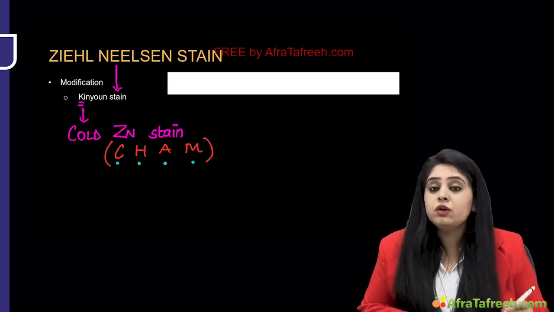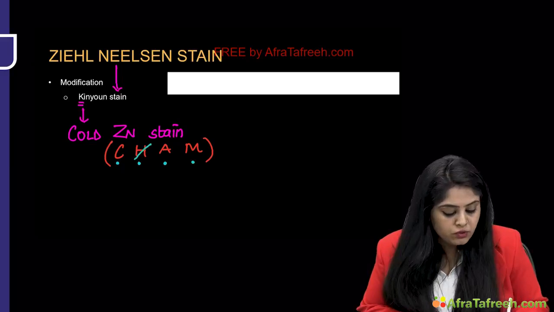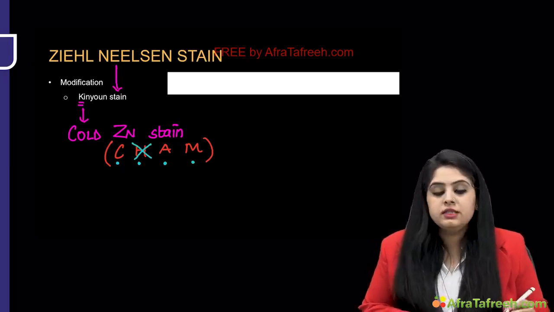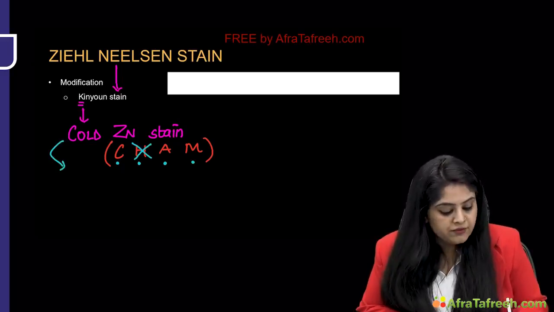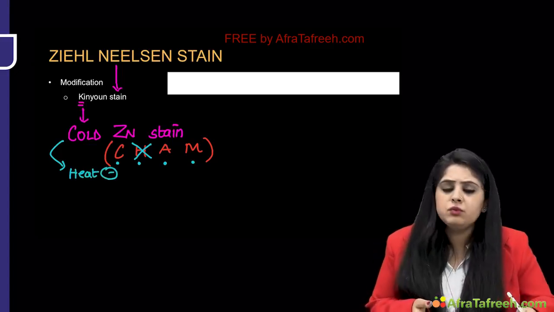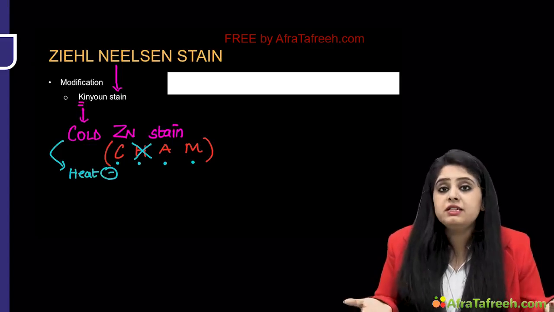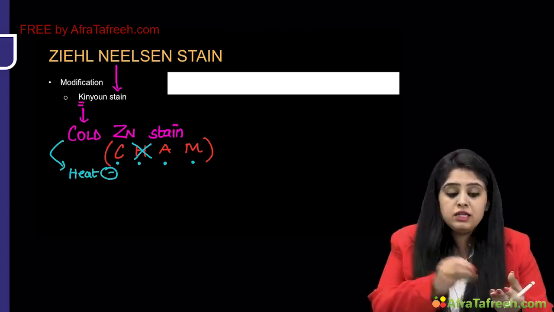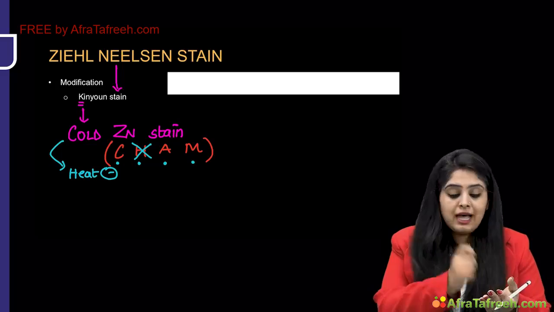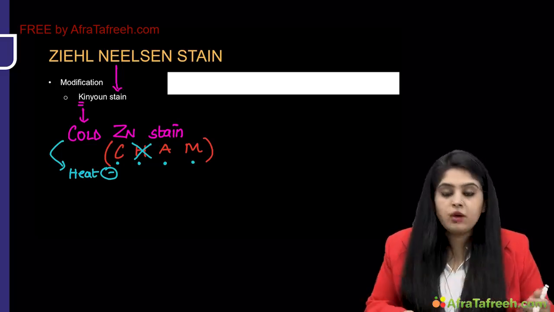Now I'm saying I'm doing a cold Zn stain. So which step will be removed? The heating process is removed. But does that not make any difference? If it was so casual, then why did we have the heating process? What was heat doing? Heat was that hammer, or the mordant. Now there is no hammer.